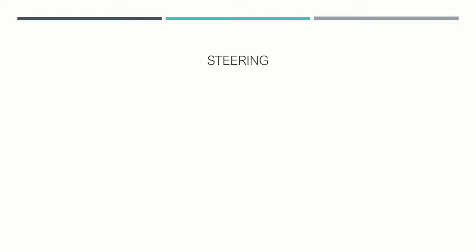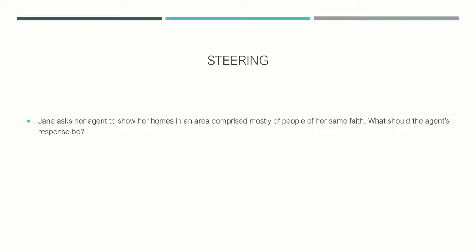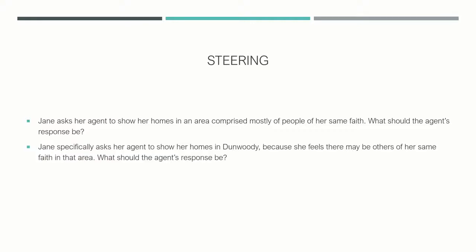So we're also going to talk a little bit about steering. Another example here today. Jane asks her agent to show her homes in an area comprised mostly of people of her same faith. What should the agent's response be? And one more scenario, and then I'll back up here. Jane specifically asks her agent to show her homes in Dunwoody because she feels that there may be others of her same faith in that area. What should the agent's response be?